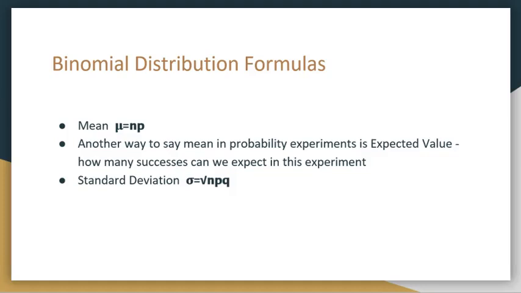How many successes can we expect in this experiment? So if I'm going to flip a coin, let's say 10 times, the mean would be 10 times 0.5, which is equal to 5, which means that I would expect if I flipped a coin 10 times, I would get 5 heads. That makes sense. So you might see the word mean, you might see the word expected. Standard deviation: this square root should go over the whole thing. So make sure when you write it down in your notes, the square root goes over the whole thing. So standard deviation is the square root of n times p times q.